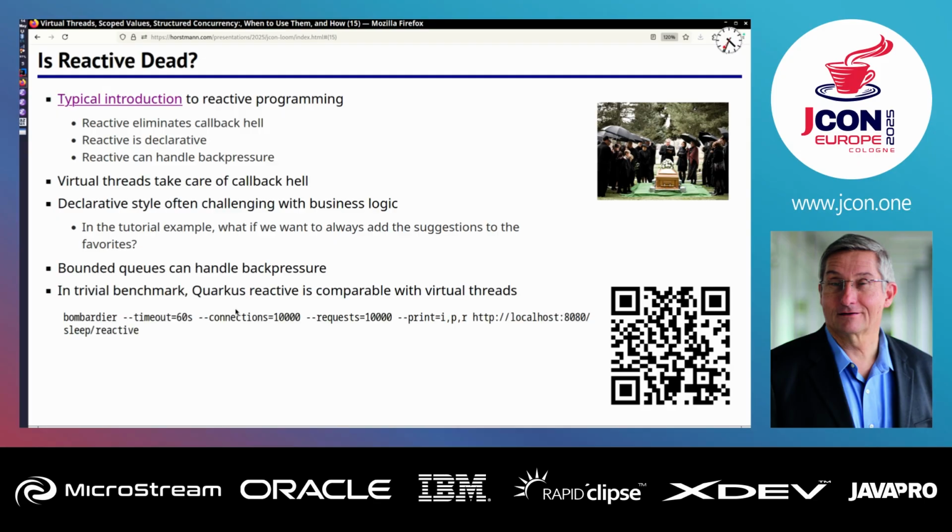So I have a trivial benchmark here, and you can run that, and you'll find that if you run the reactive version using Quarkus reactive to do sleeping, it sleeps with just as much throughput as it does with virtual threads. Now, sometimes you'll find some papers where they claim that reactive is strictly better, and I have a link to one of them here.